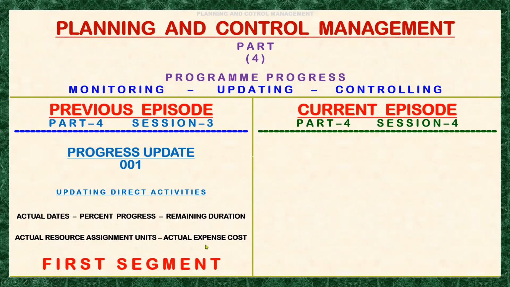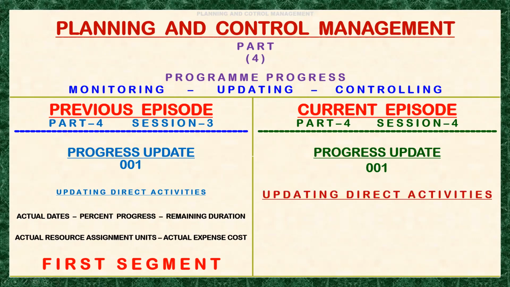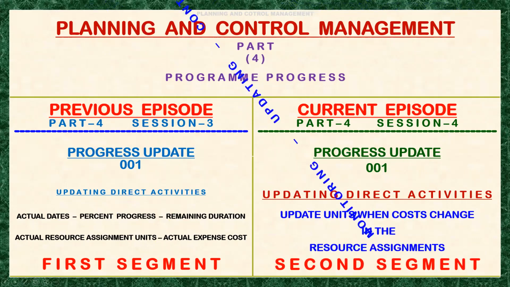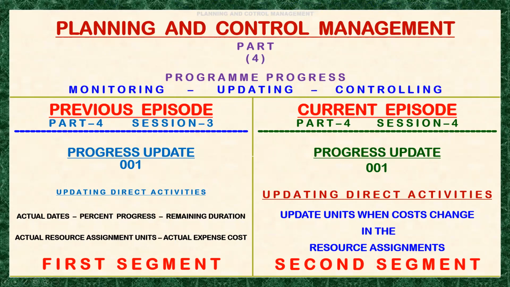And now we have our second segment, which is in Part 4, Session 4, for Progress Update 001, the same. This is also updating the direct activities, but the topic is about updating units when costs change in the resource assignments. That's our second segment. Okay, moving forward, let's start updating progress and resource actual units.